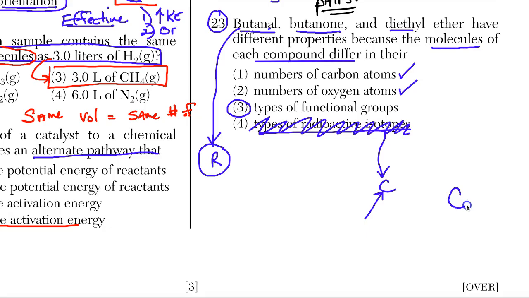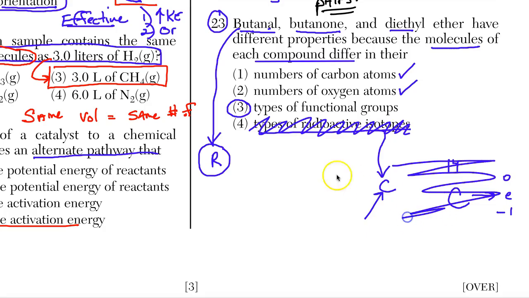Although there is an isotope of carbon, carbon 14, that we use for carbon dating because it's a beta emitter, or undergoes beta decay, becoming nitrogen. That's not what this is about, so stay away from choice 4. 23 is choice 3.